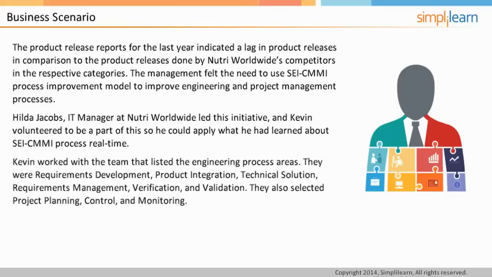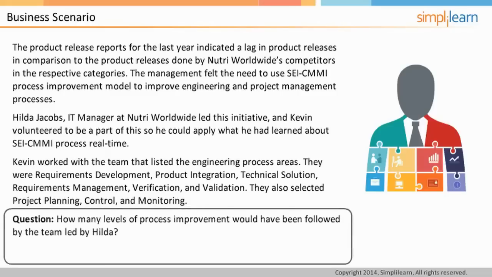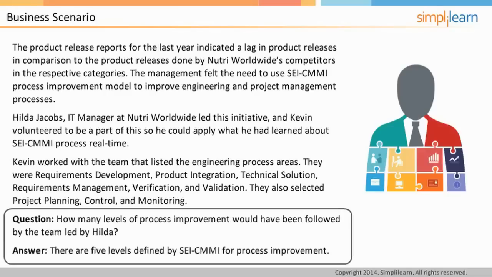Kevin worked with the team that listed the engineering process areas. They were requirements development, product integration, technical solution, requirements management, verification, and validation. They also selected project planning, control, and monitoring. Hilda identified the processes from the list of processes which require continuous improvement and are important to the organization's business objectives. How many levels of process improvement would have been followed by the team led by Hilda? There are 5 levels defined by SEI CMMI for process improvement.